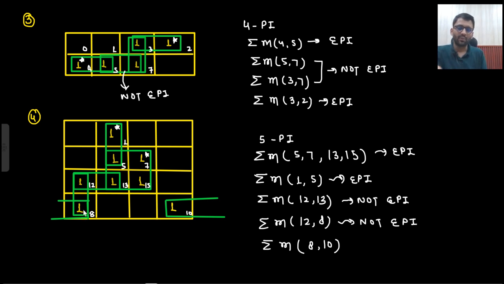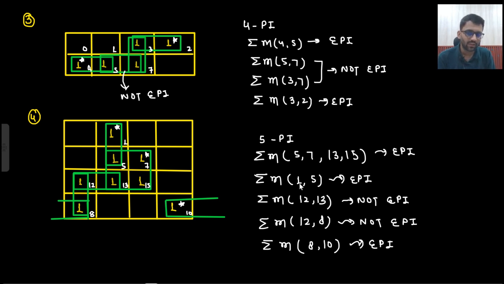And now I will go to 8. 8 is saying that I have 12, but 10 will say that I have only 8 only. So this is an EPI. So there are 3 EPIs and 2 which are not EPIs. So 5 prime implicants are there, and these are the essential prime implicants. So in that manner, if you are able to write down all the implicants, all the prime implicants, then it will be a cakewalk for you.